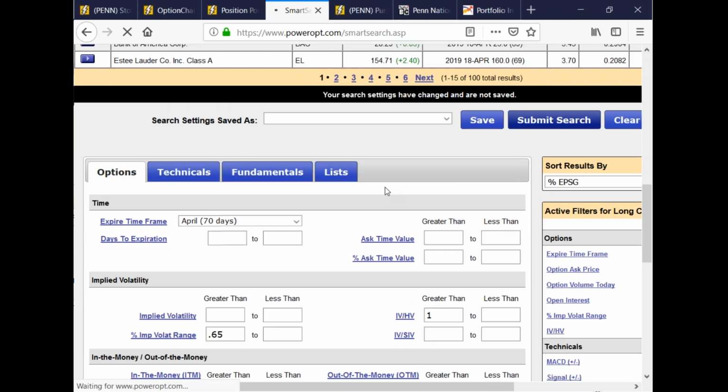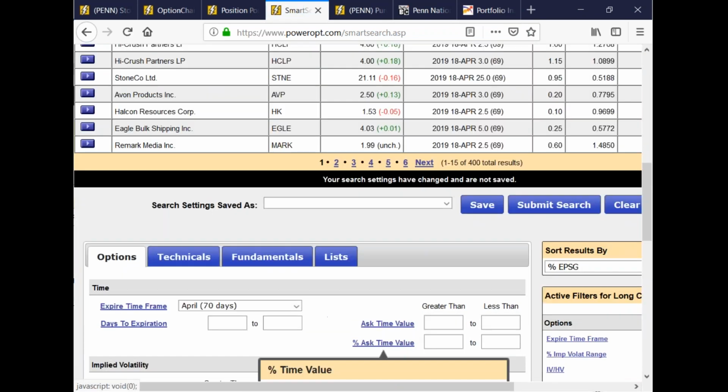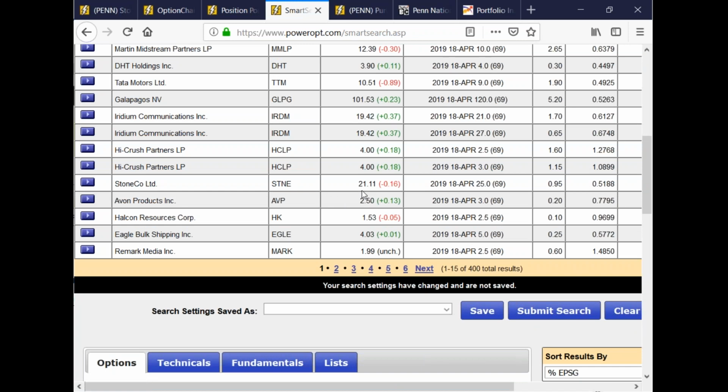And let me just see in the long calls here. Let me get an example of that. Let's see here. Did I do that right? Yeah. Now, good price stock. Oh, let's try this. GLPG. Okay.